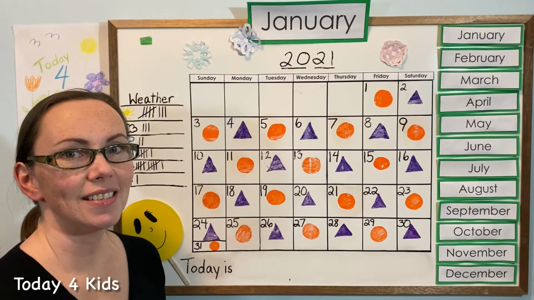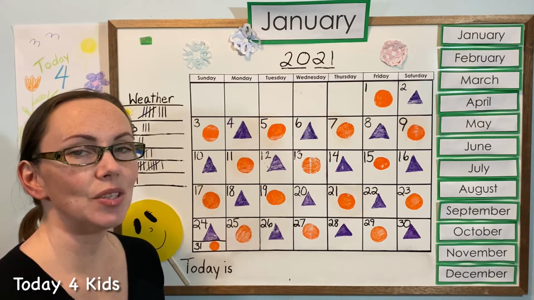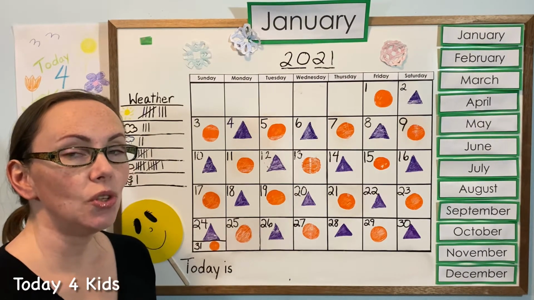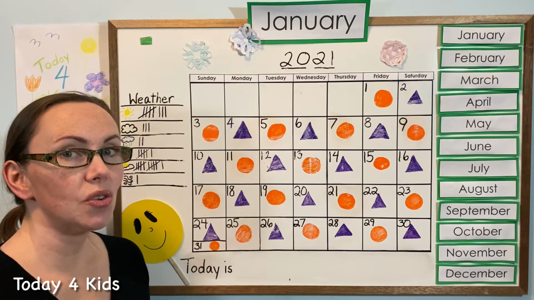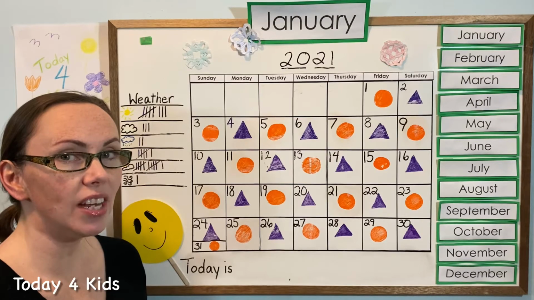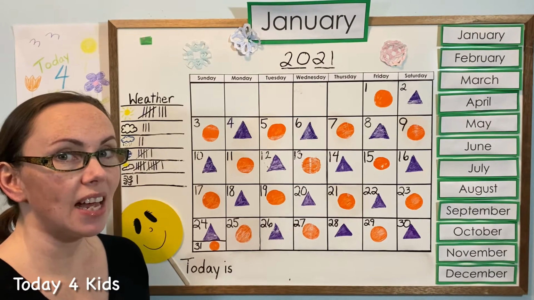Hello friends! Do you know what day it is today? Let's figure it out together. Can you look on the board and tell me which square has the last shape we colored in for the last day that we did yesterday? What shape is in the last square?